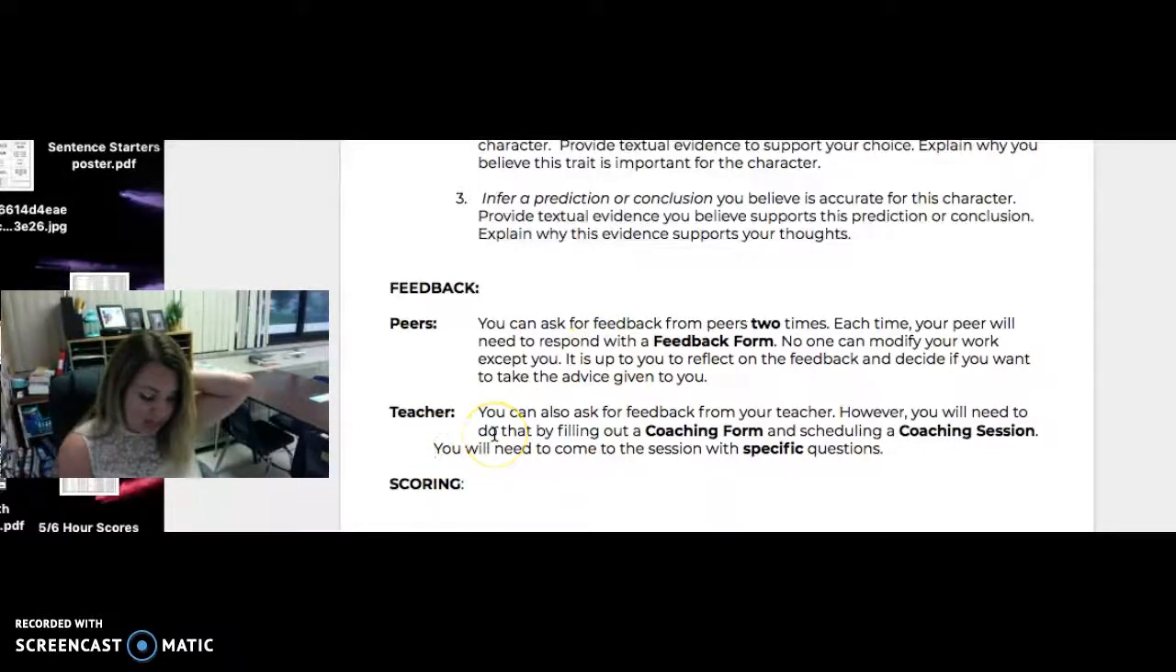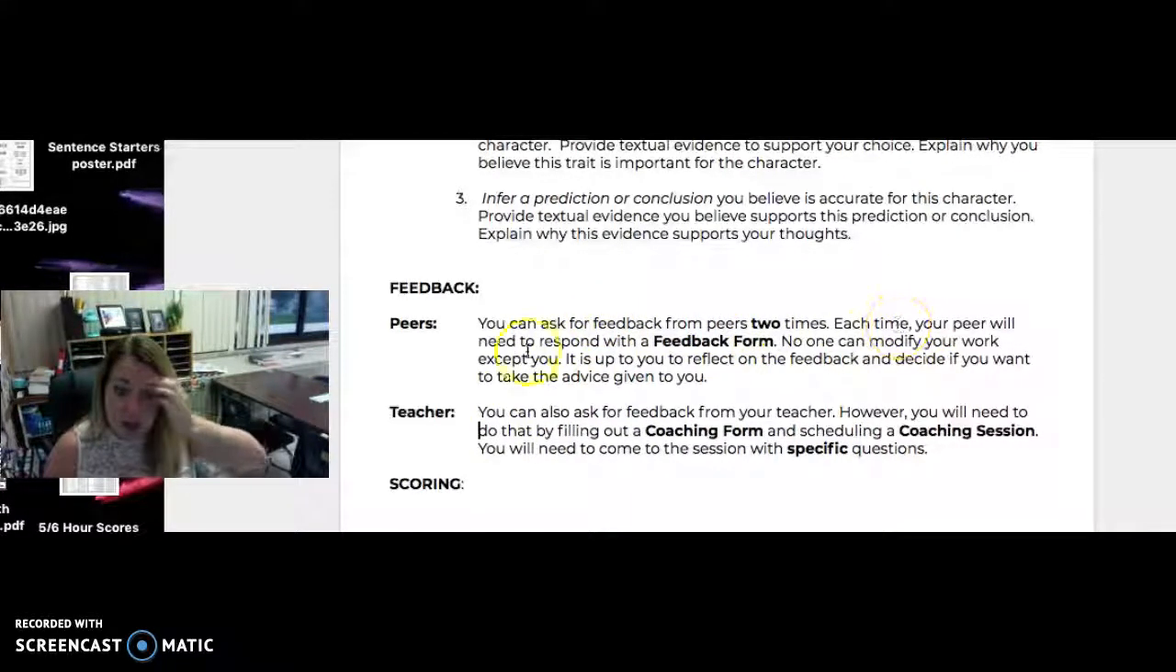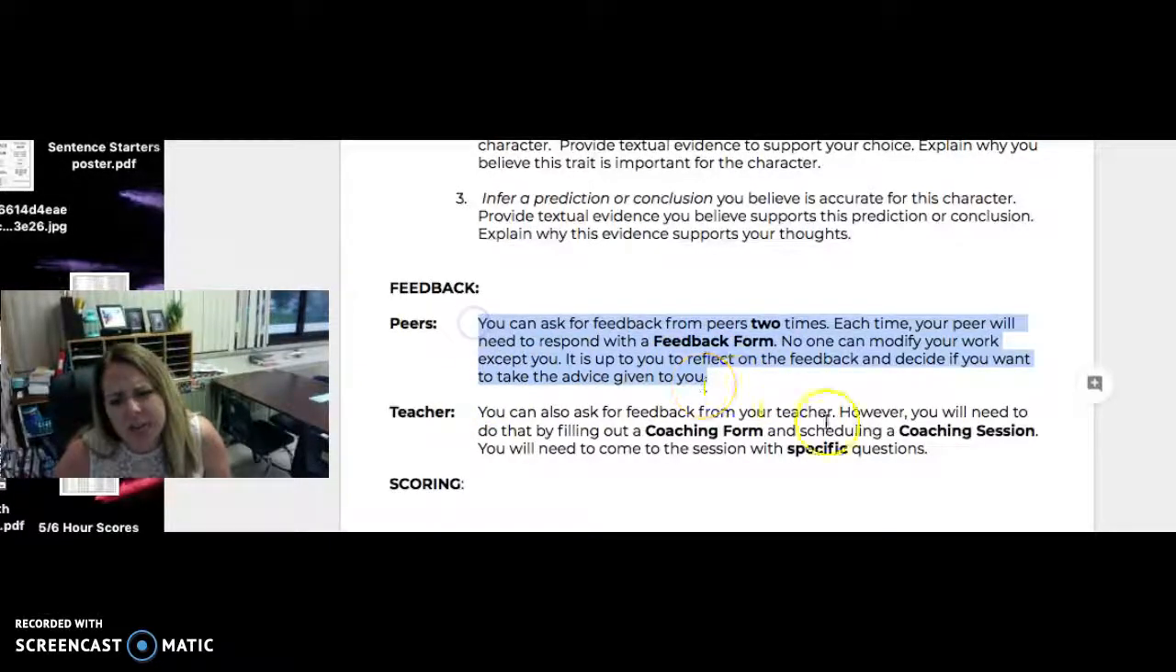So feedback, peers. I can ask for feedback from peers 2 times. Each time your peer will need to respond with a feedback form. No one can modify your work except you. It is up to you to reflect on the feedback and decide if you want to take the advice given to you. So this is like peer editing.